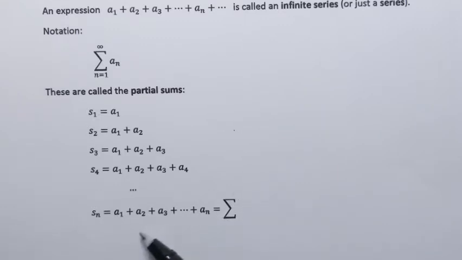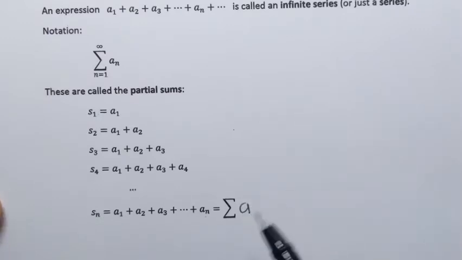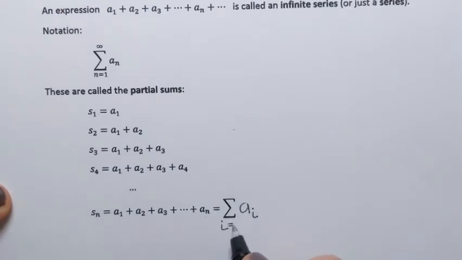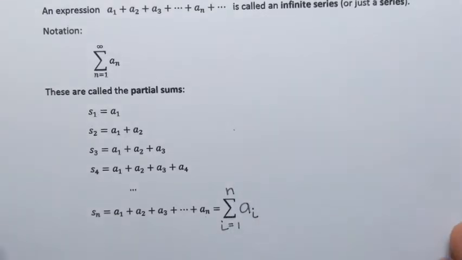And I can also write that summation using sigma notation. I am adding, so that's sigma. I'm adding what? Well, I'm adding terms of the sequence, but only from the first one to the nth one. So I'm going to use i as the counter, and i goes from 1 to n. So that's how I can rewrite this using sigma notation.